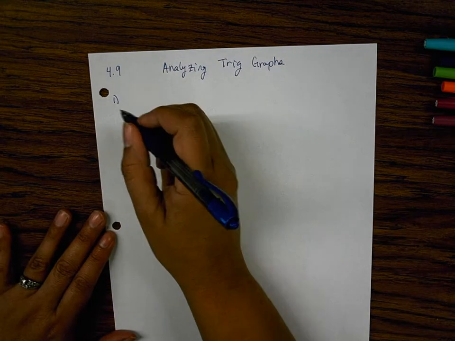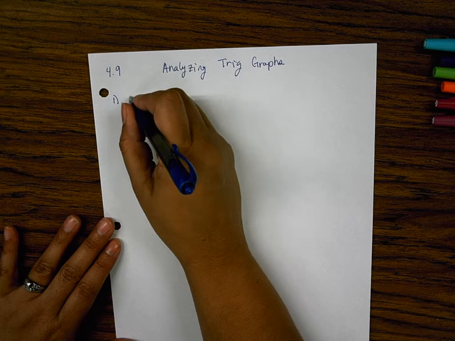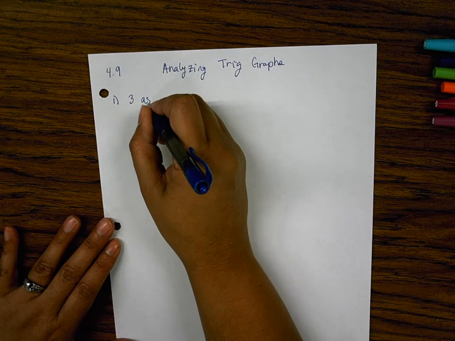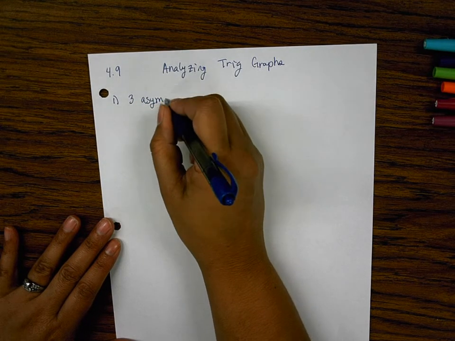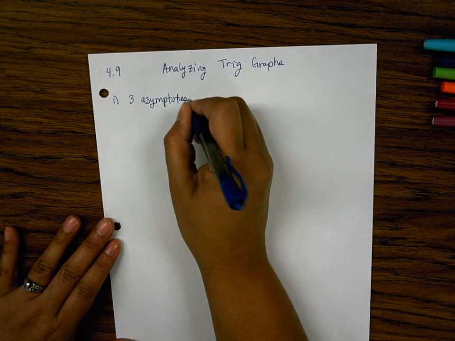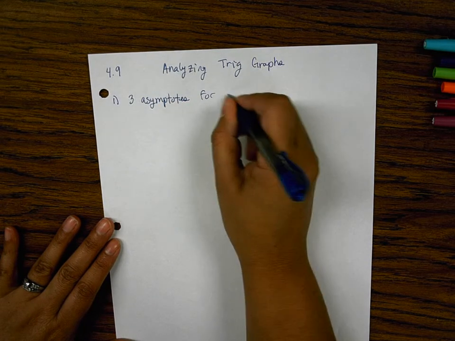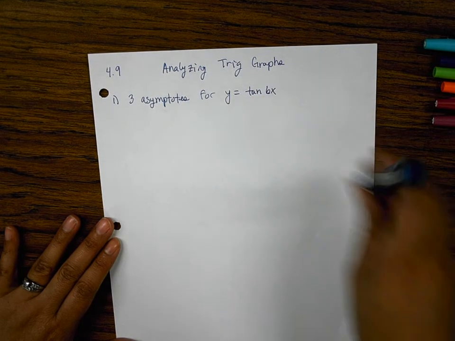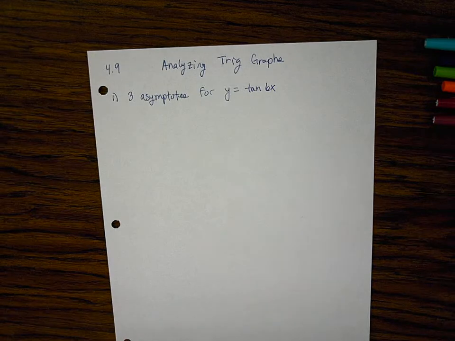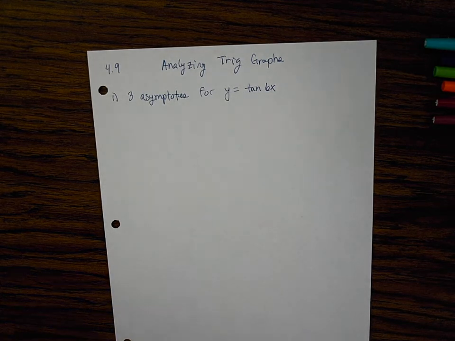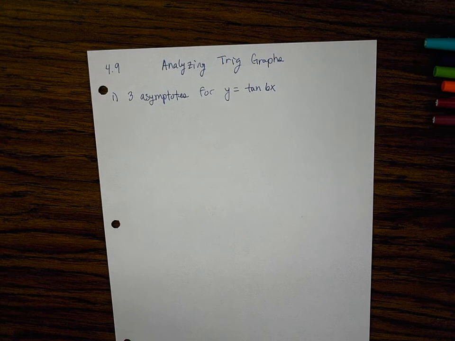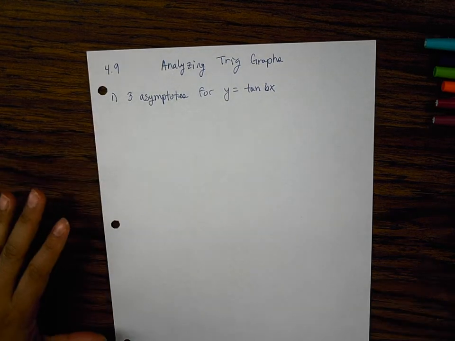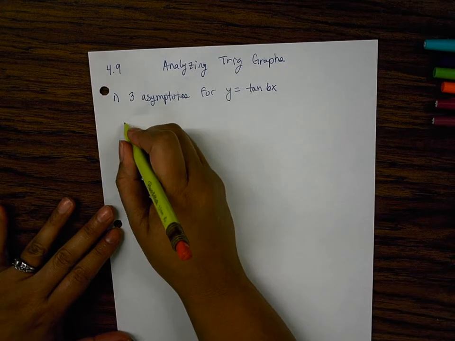Okay, number 1. Find 3 asymptotes for y equals tangent of 6x. Typically when we do a tangent function we only find 2, but this one is asking for a third, so it will require a little extra work.